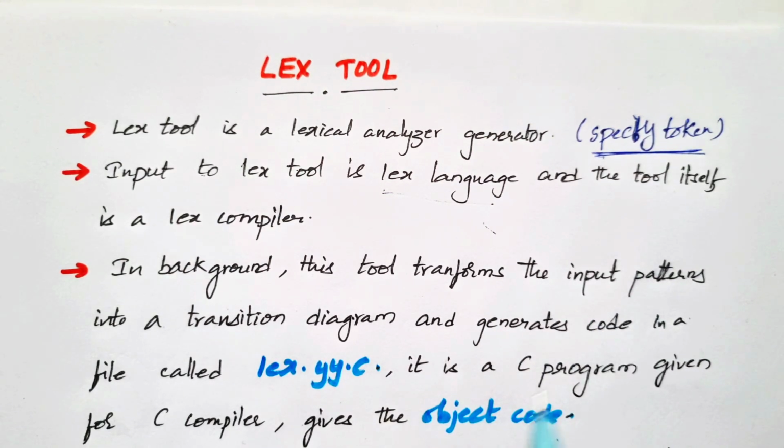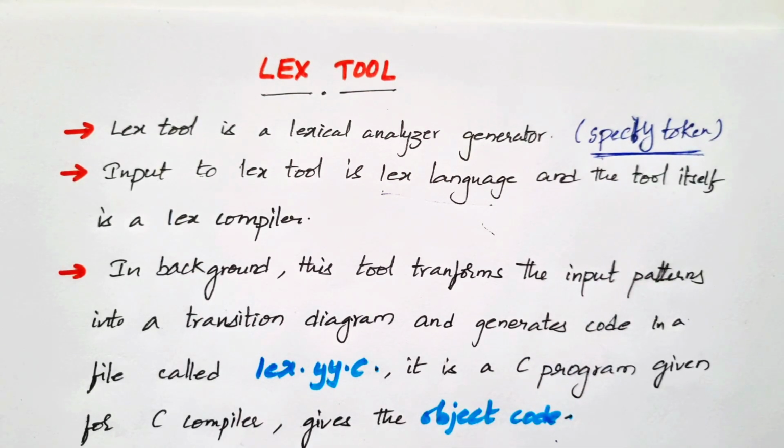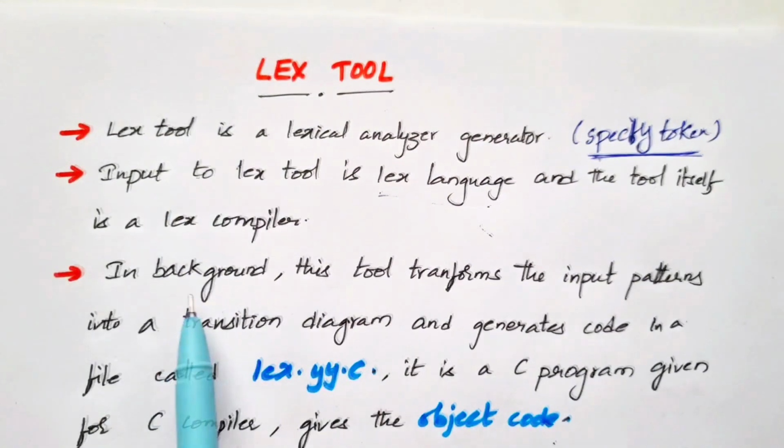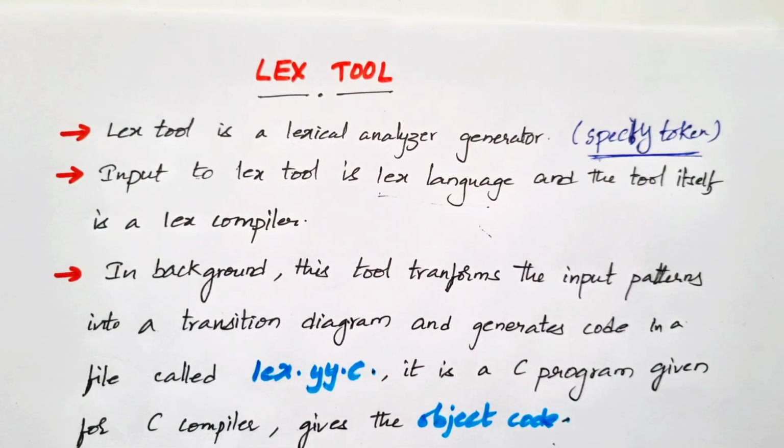The input to the Lex tool is a Lex language, which contains patterns and actions for recognizing the tokens. The tool itself acts like a compiler that generates a lexical analyzer automatically. How the Lex tool works in the background: this tool converts the specific patterns into a transition diagram or finite automata.